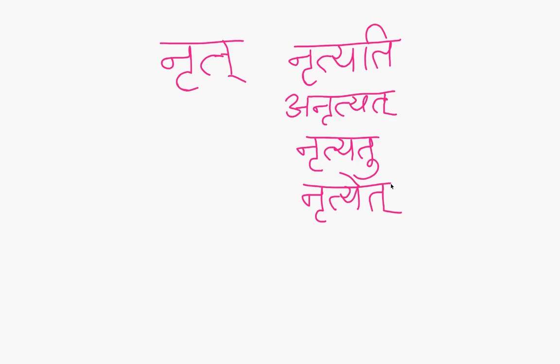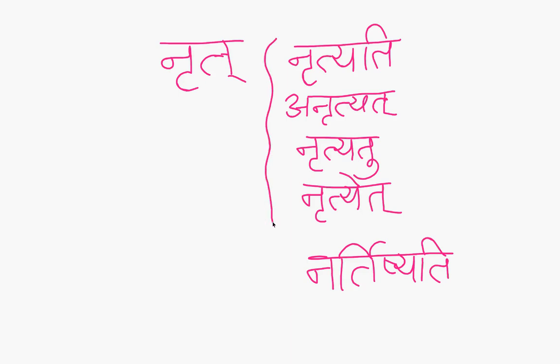Okay, let's look at the nrit also. Nrit lakara, Bhavishyat. There are two forms, Nartsyati and Nartishyati. So let's keep with the simple one, Nartishyati. This is like Gamishyati. Simple one. So again you see here, for these four, what is the change, or what pattern is it following?